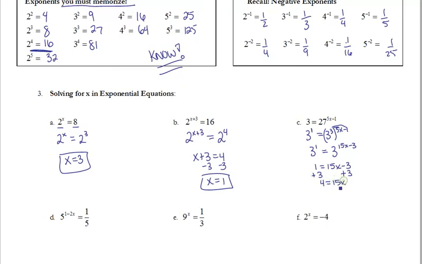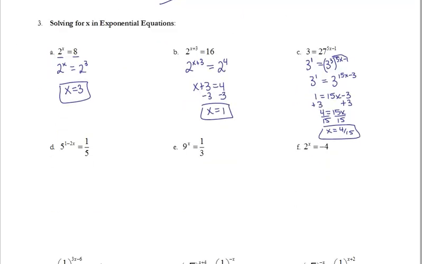So you get 4 equals 15x. And so x equals 4 over 15. Yeah, that was more of a challenging one. So we'll do more practice on those. Okay, this one should be a little bit easier though on D.